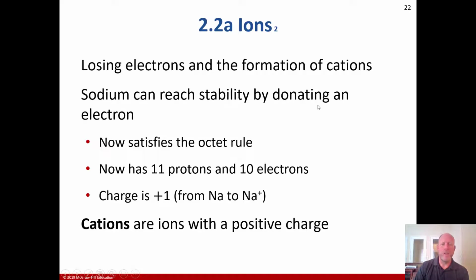That being said, losing electrons results in the formation of cations, which have a positive charge. Once you lose an electron, you're now positively charged, right? Because you went down 1 in minus, and now you're up 1 in plus. Sodium can reach stability by donating an electron, like we just said. Sodium likes to get to that plus because it has that 1 electron in its outer layer, getting it back down ideally to 10 electrons. Consequently, it's going to end up with a charge of +1. It'll go from Na to Na+, which you've seen before with a superscripted plus. And cations are ions with a positive charge.